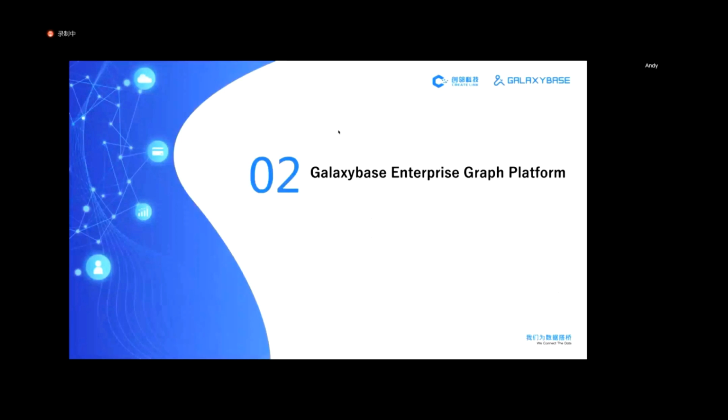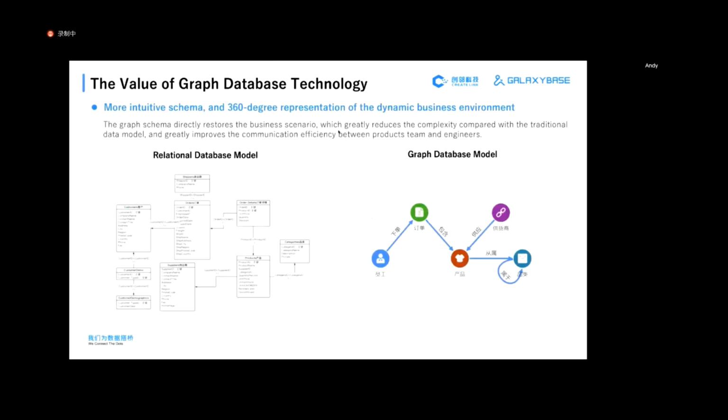Our Galaxybase enterprise graph platform delivers a number of unique values to our customers. Firstly, we provide a very intuitive schema modeling and graph loading facility. In comparison to traditional relational database management systems, we can empower non-programmers to simply drag and drop on the screen for modeling vertices and edges, like people do on the whiteboard when doing brainstorming.